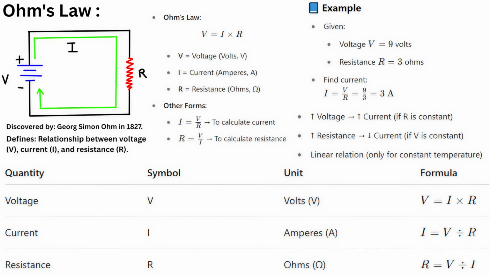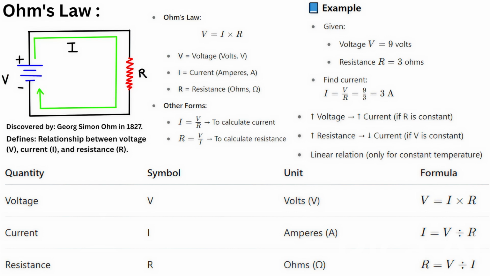To wrap it all up, the table at the bottom provides a perfect summary. It lists each quantity, its symbol, its unit of measurement, and the formula used to find it. Voltage, symbol V, is measured in volts, V. Formula, V equals I times R. Current, symbol I, is measured in amperes, A. Formula, I equals V divided by R. Resistance, symbol R, is measured in ohms, ohm symbol. Formula, R equals V divided by I.